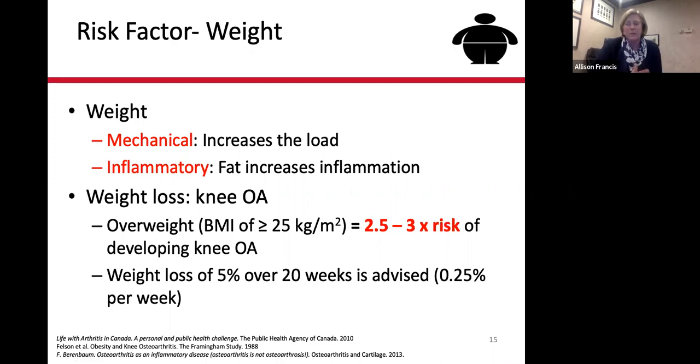The other thing that we should mention is that fat cells in themselves are pro-inflammatory. And so through a series of different metabolic functions, when we have more fat cells, our whole level of inflammation is higher. And so we know that that can cause increased damage to the joint itself.